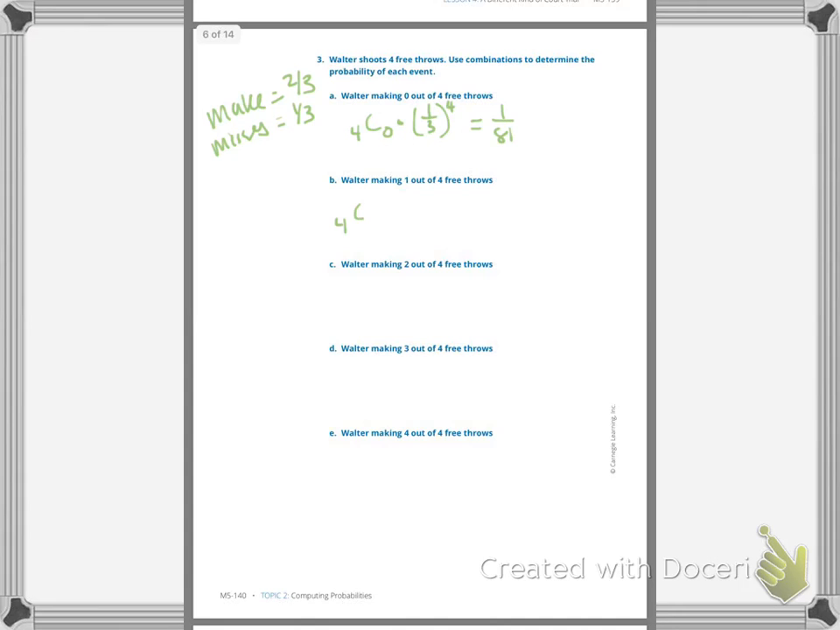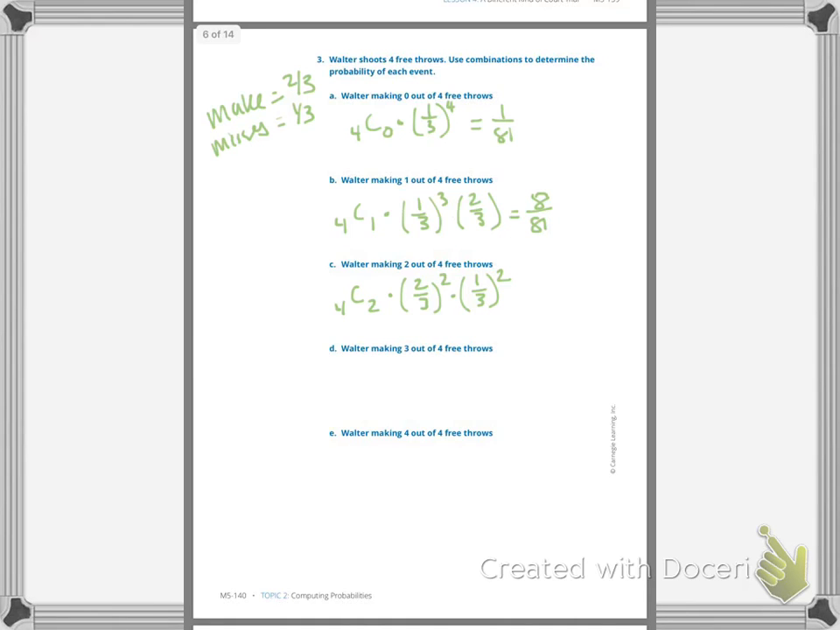Okay, now we're doing 4 choose 1. He made 1 of them, so I have 1/3 to the 3rd, because he missed 3. He made 1. And I get 8/81. Okay, now he makes 2 of them. So I have 2/3 representing my makes, so to the 2nd power, and I have 1/3 representing my misses, so to the 2nd power.